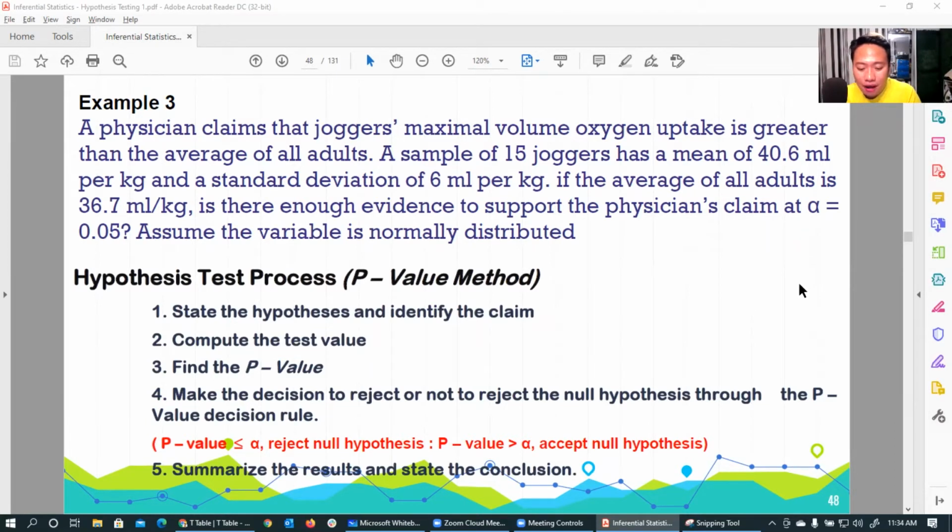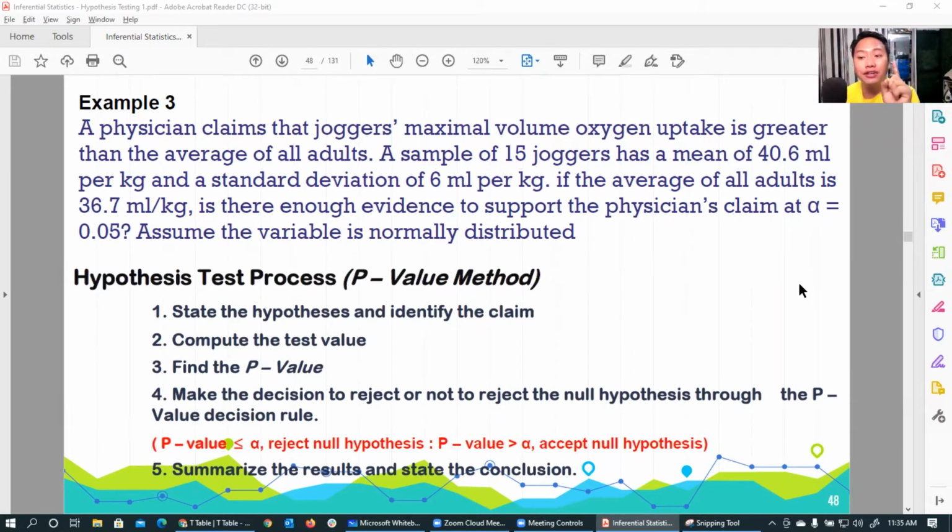A sample of 15 joggers has a mean of 40.6 ml per kilogram and a standard deviation of 6 ml per kilogram. If the average of all adults is 36.7 ml per kilogram, is there enough evidence to support the physician's claims? At alpha 0.05, assume the variable is normally distributed.